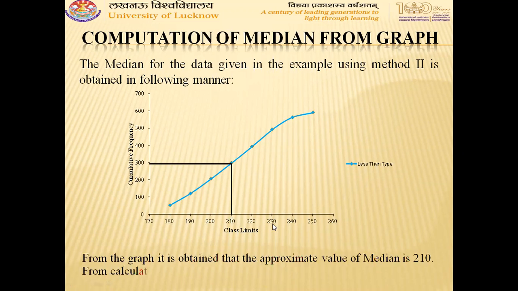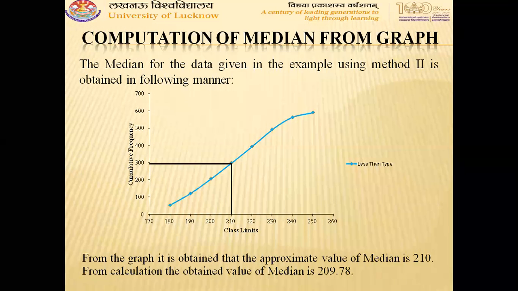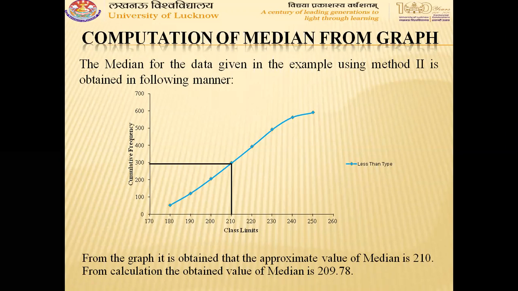Again, from calculation it was obtained that the median was 209.78. So this method also gives an approximate idea about the median. So we can calculate the median either from the graph or from calculation, but it should be remembered that the cumulative frequency curve should be drawn in a proper manner.